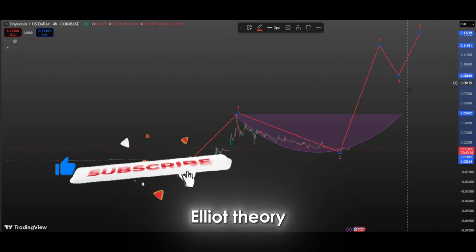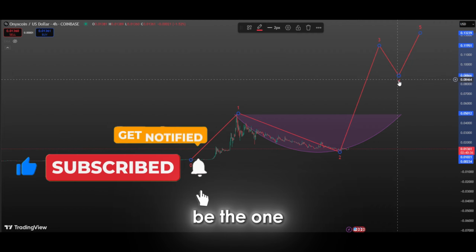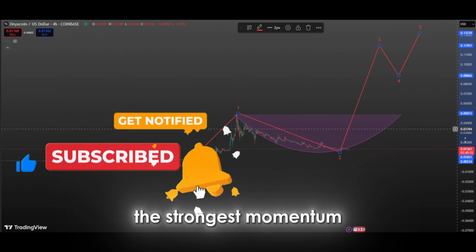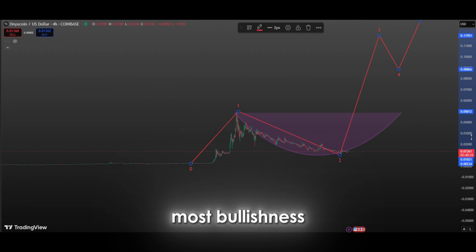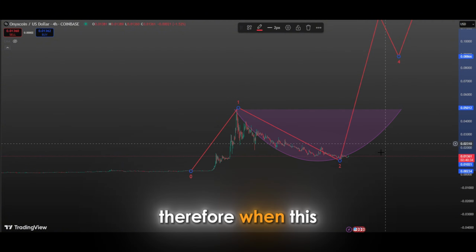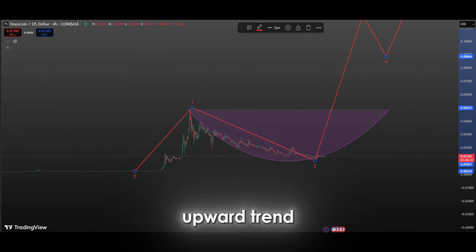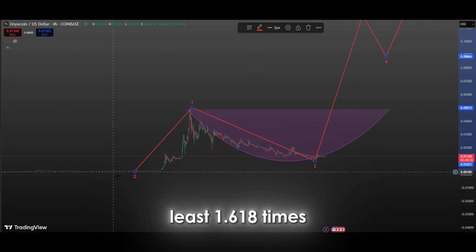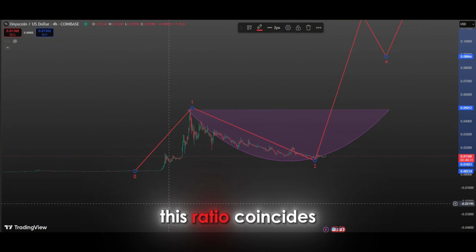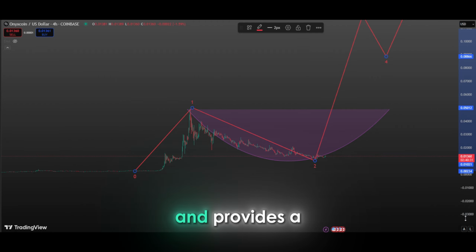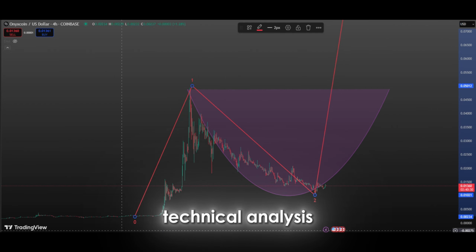According to the Elliott theory, the third wave is considered to be the one in which the market gains the strongest momentum and experiences the most bullishness. Therefore, when this wave starts, the price is expected to move quite strongly and enter an upward trend. When we analyze past movements, we see that the third wave usually rises at least 1.618 times the first wave. This ratio coincides with Fibonacci levels and provides a reliable forecast in terms of technical analysis.